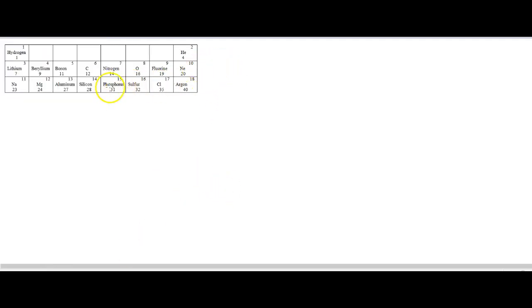Okay, there's phosphorus right there. So phosphorus, how do I draw it? I've got 15 protons. I've got an atomic mass of 31. So 15 plus what gives me 31? 16, right? 16 neutrons. And I'm going to draw my first shell. How am I going to put my first shell? I'm going to put 1, 2.